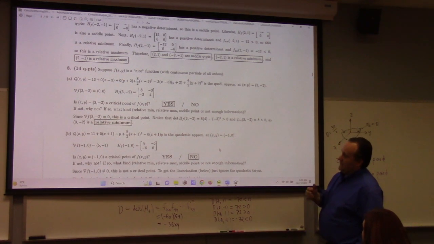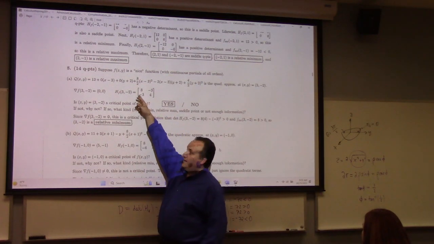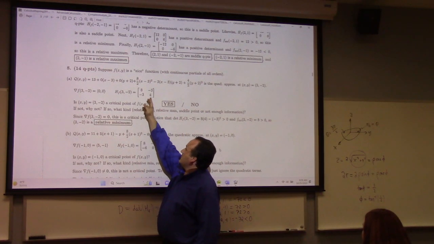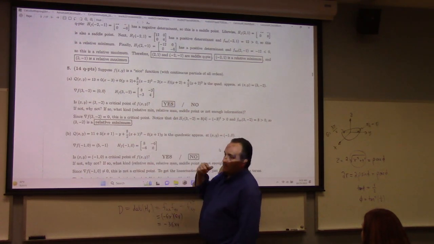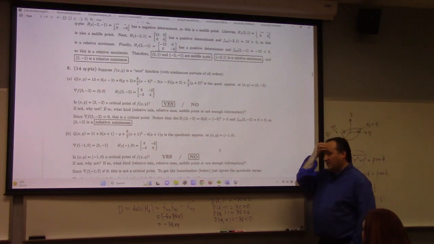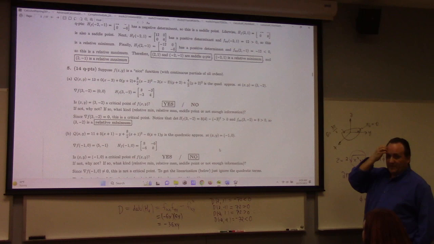So is it a critical point? Yes, because the gradient's 0. What kind of critical point is it? Well, the second derivative is positive, and the determinant of this, or the big D as we call it, is 32 minus 9. And that's positive, so therefore, yeah, it is a max/min. And again, it's a minimum because the second derivative is positive, so that's the second derivative test.